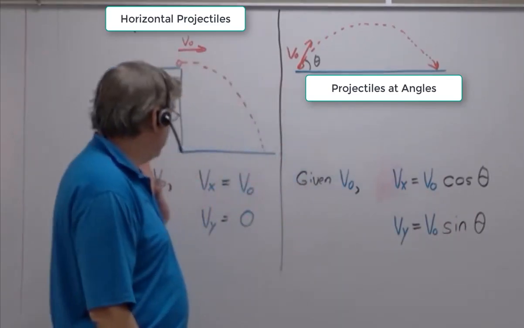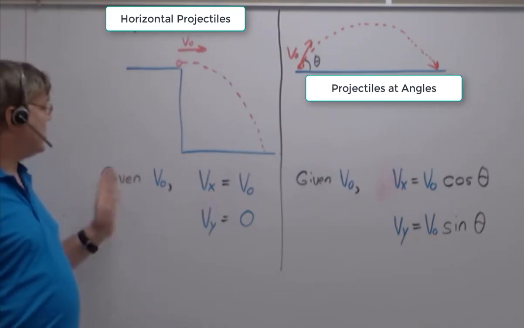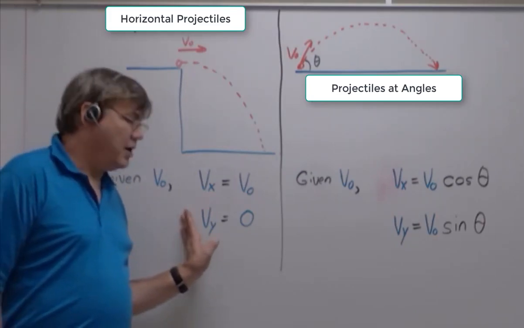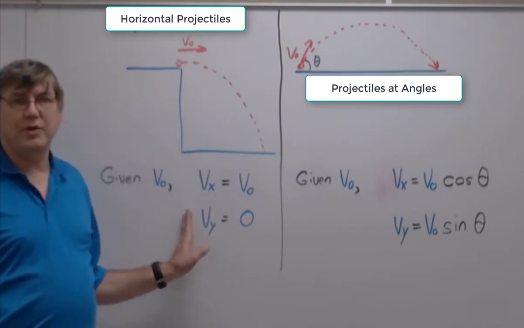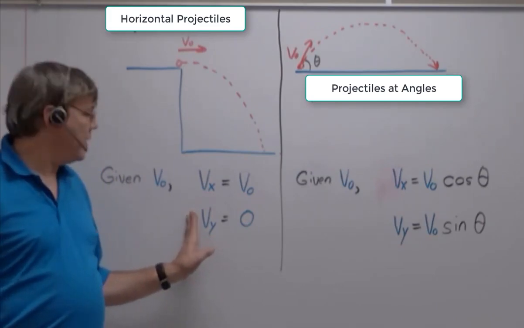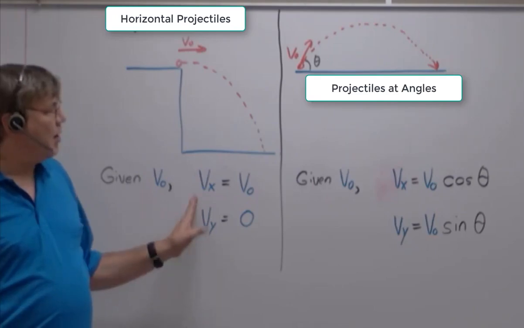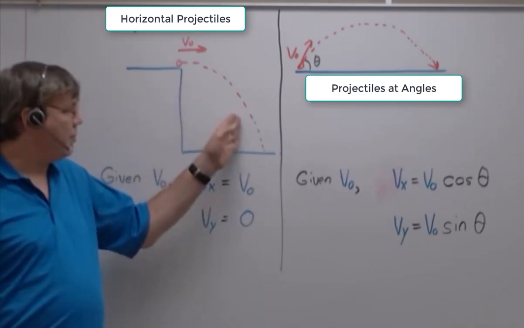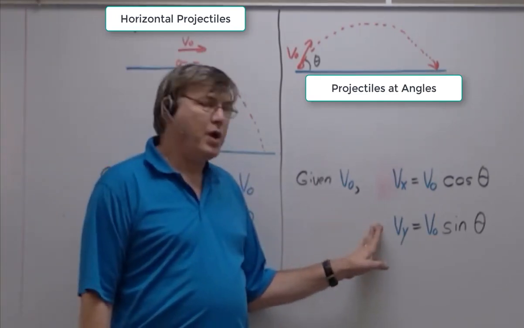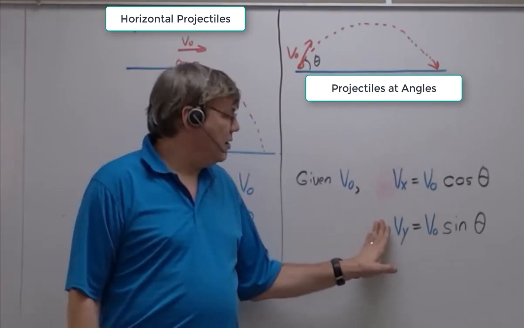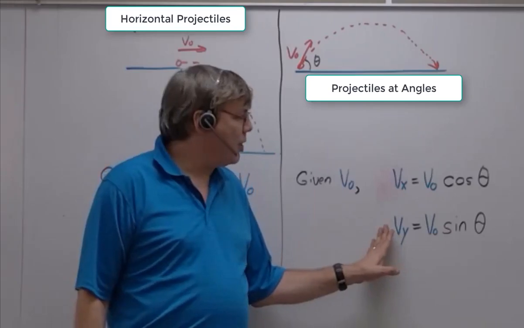So the only real difference between the two is that in the horizontal case, we have no vertical component at all when we start, although we do at the end and anywhere in between. And here we always have a y component, a vertical component.